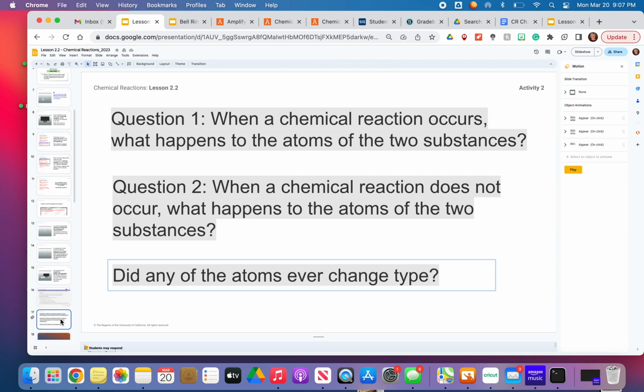When a chemical reaction occurs, what happens to the atoms of the 2 substances? And then when a chemical reaction does not occur, what happens to the atoms of the 2 substances? And then did any of those atoms ever change type? So please pause this video and go ahead and do the experiment. Try that, please. And then come back.